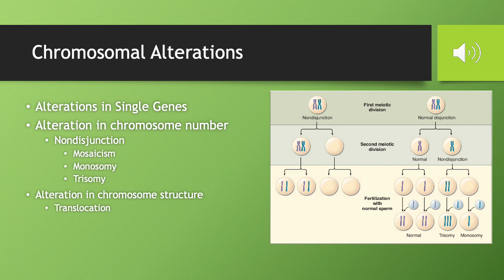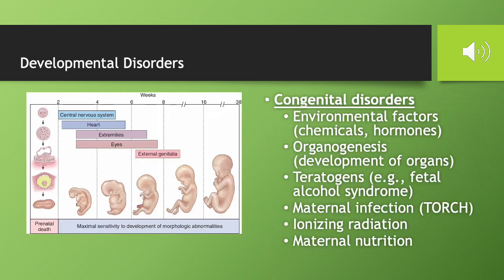And then we have alterations in chromosome structure. Again, we've talked a little bit about the alterations in chromosome structure, and we can get that translocation where pieces of chromosomes aren't in the appropriate area. They literally transfer to another side of a chromosome when they're not supposed to be there.